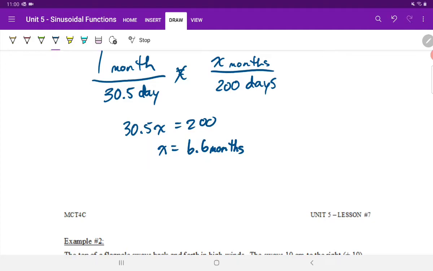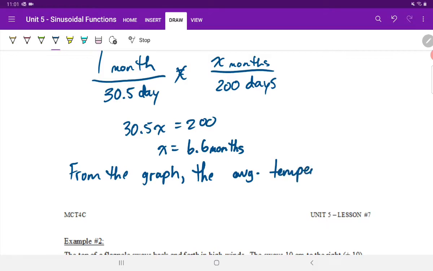Okay. So from the graph, the average temperature is approximately 21.5 degrees Celsius on day 200. Okay?